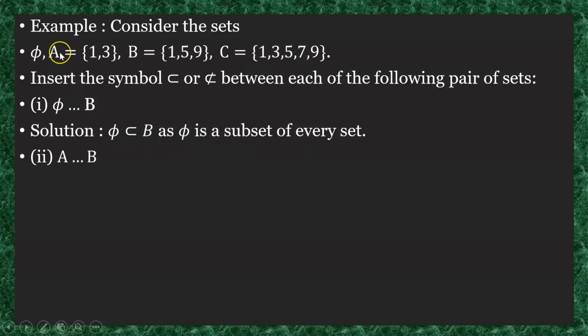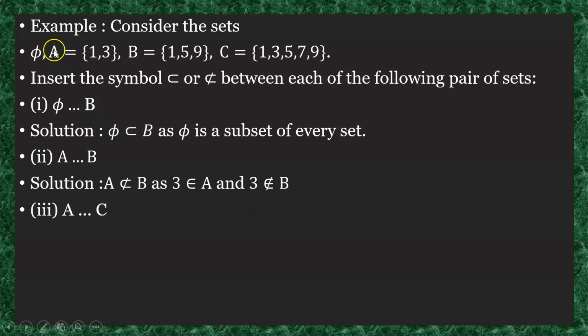A and B. Now see this, A means what? 1, 3. And B means what? 1, 5, 9. Therefore, A is not a subset of B, because 3 belongs to A and 3 does not belong to B.